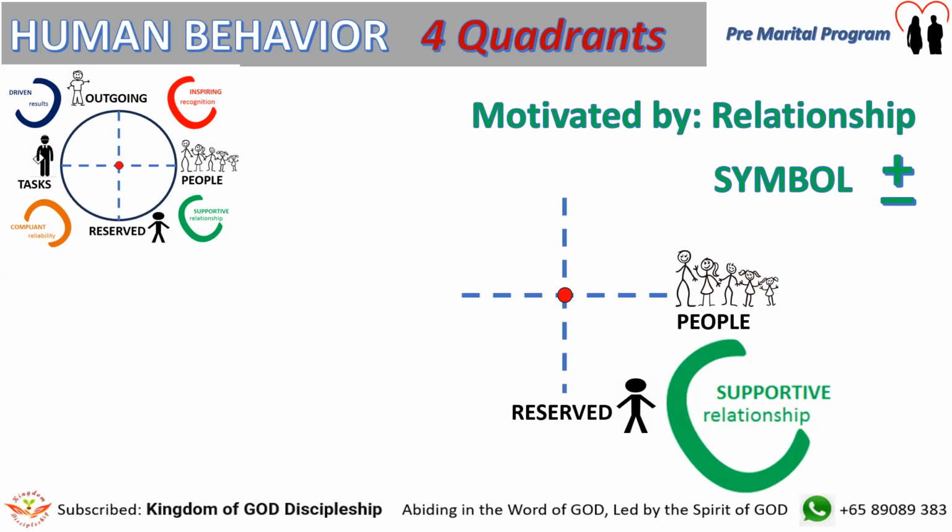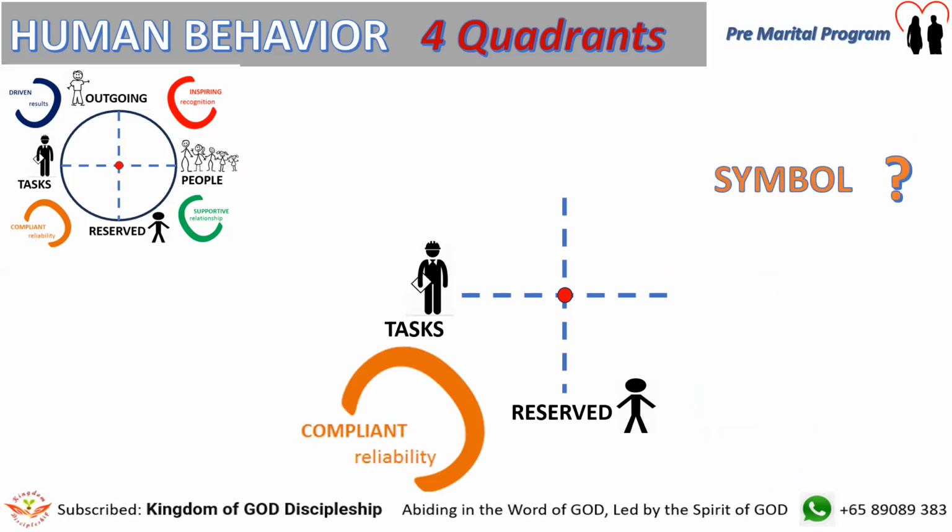The S personality, or supportive personality, are more of team players. The next personality is the compliant personality, the alphabet C, and their symbol is a question mark. It means they like to question everything. They want to understand. So when they understand, then they can carry out their processes or do their tasks. They need to know why before they do anything.